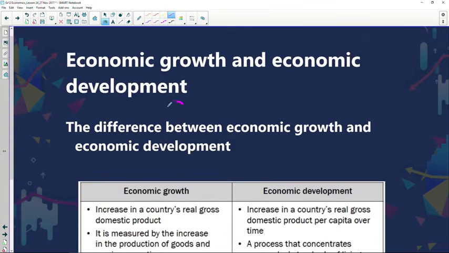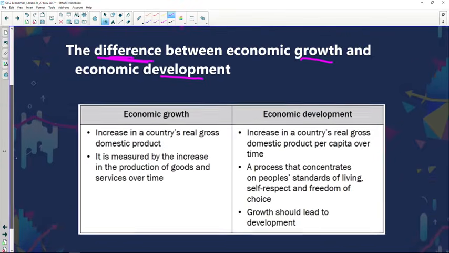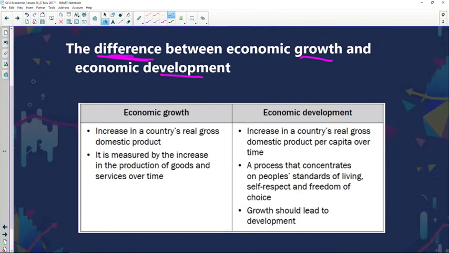Right, me as a typical teacher, I need to underline the heading. So there we go. And then now we are going to focus on the difference between economic growth and economic development. So I think understanding what growth is and also understanding what development is. So what are the differences? So we have a table over here that's going to assist us in understanding the difference between economic growth and also economic development as well.